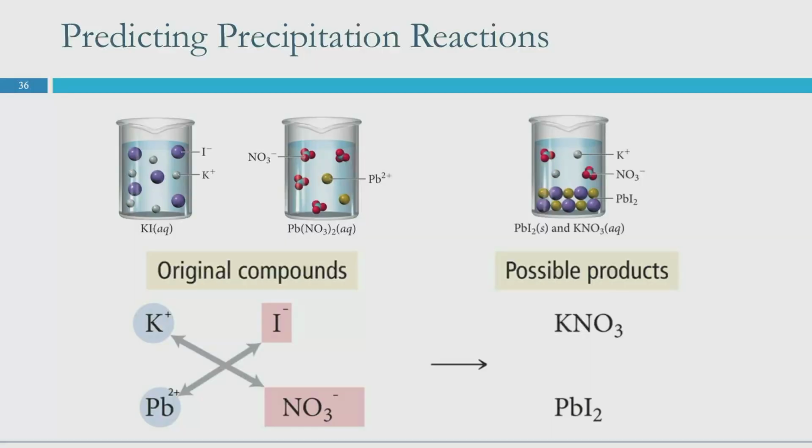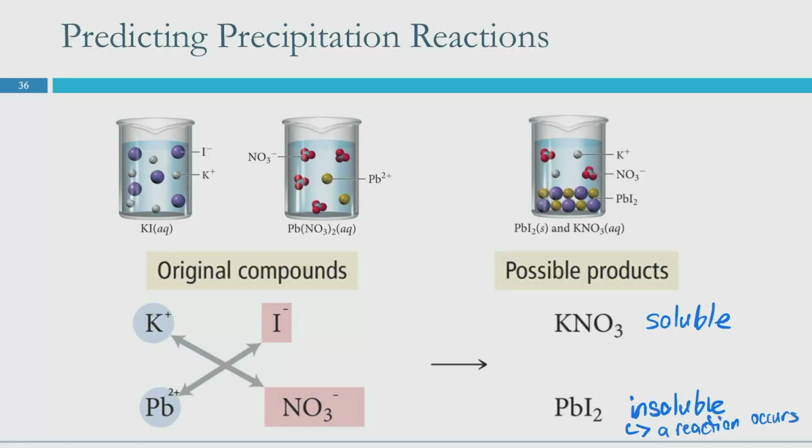To check if those are actual products, we would consult a solubility table. So we'd look and see, is KNO3 soluble or insoluble? We would find that it's soluble. And then we would check our other one, our lead(II) iodide, and we would find that it's insoluble. And since it's insoluble, a reaction occurs.